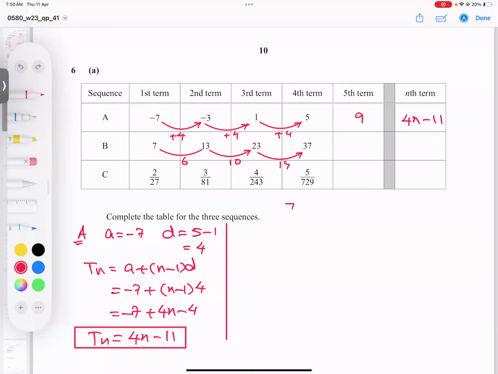Okay. So 7, 13, 23, 37, sorry. Okay. This gap is actually 6 adding, 6 adding. Next is 10 adding. Next is 14 adding. Okay, the second layer is the same. 4 adding, 4. So when the second layer also comes the same, then we have a special technique.